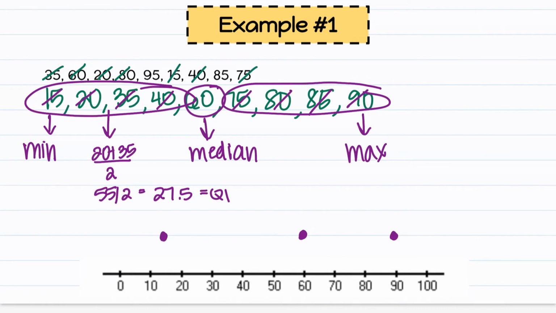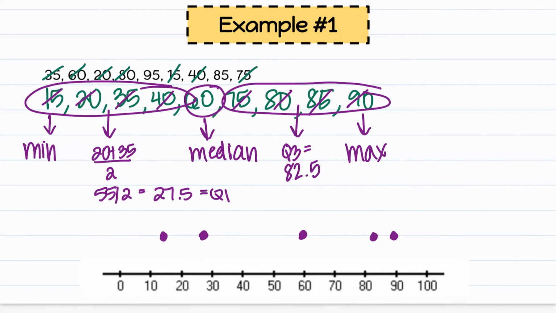So I'll plot my number of 27.5 in between 20 and 30, but more towards 30. And then now I need to find my third quartile. So my median of the upper half is going to be between 80 and 85, which will be 82.5. So I will plot that number.